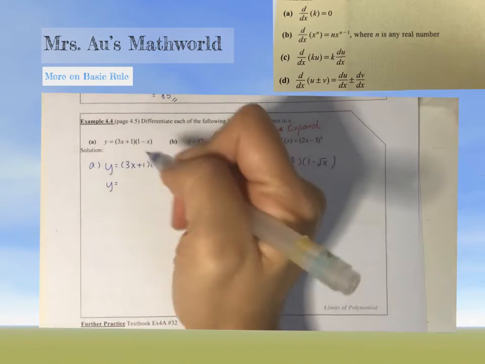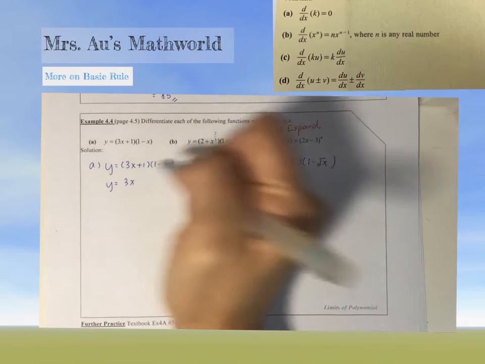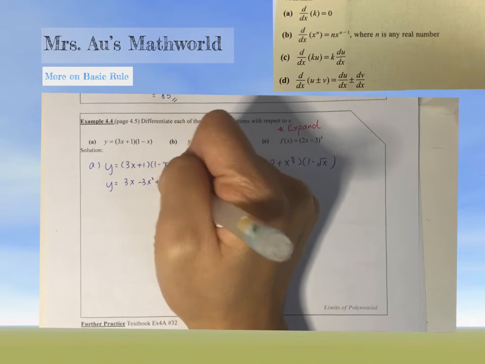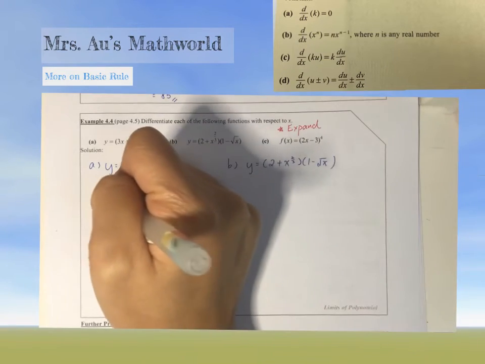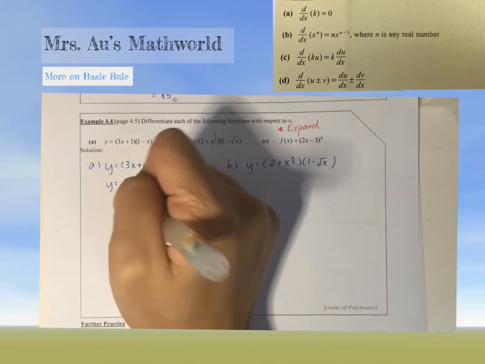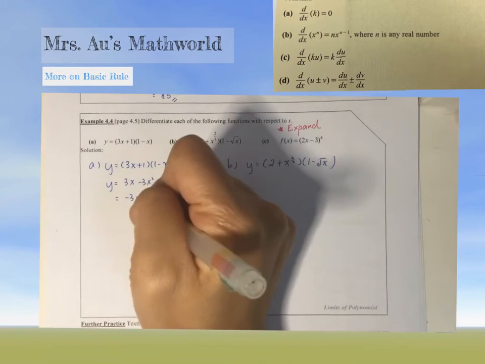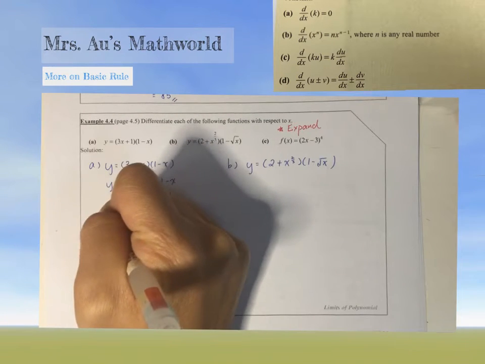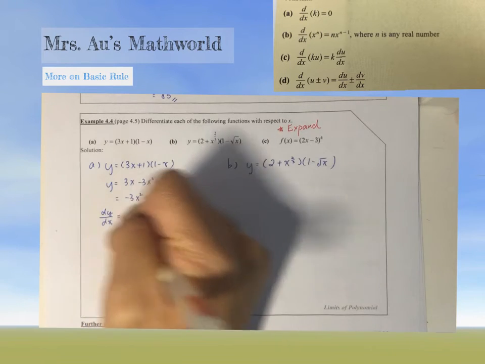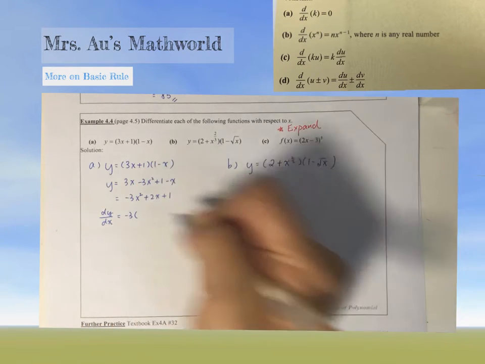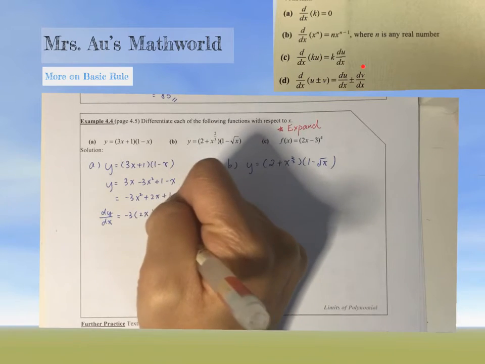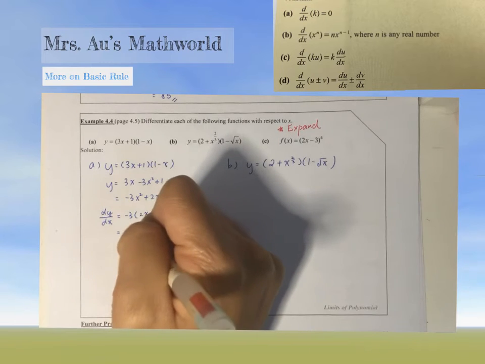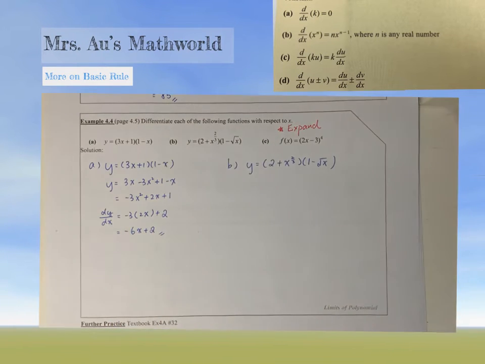Alright? So for part A, we expand it one by one. As they are like terms, we group them together. After that, we differentiate it term by term, and simplify so that you can get the result.